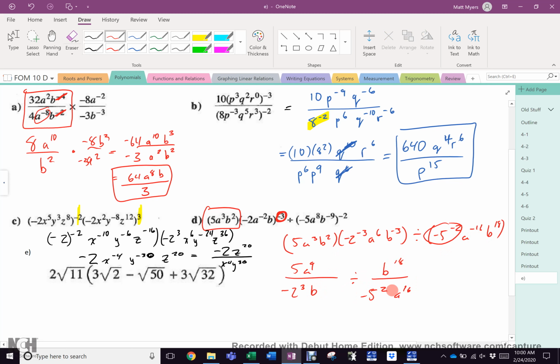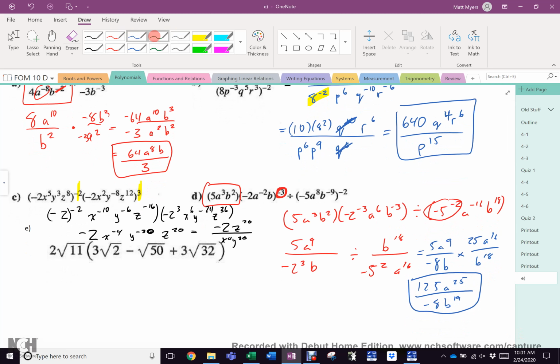Divided by a fraction. What do you do with that fraction? You reciprocate, yes? So I'm going to have 5a to the 9th over negative 8b times 25 a to the 16th over b to the 18th. And now you just figure it out. That's 125 a to the 25th over negative 8 b to the 19th.